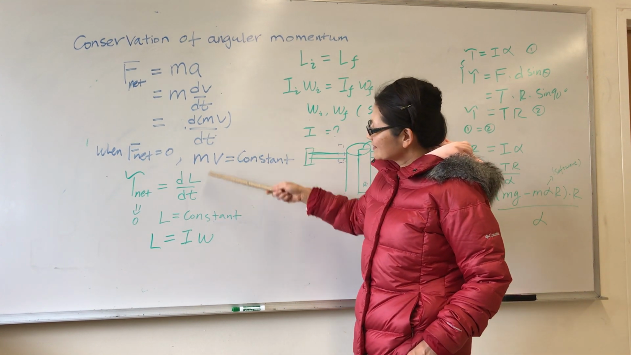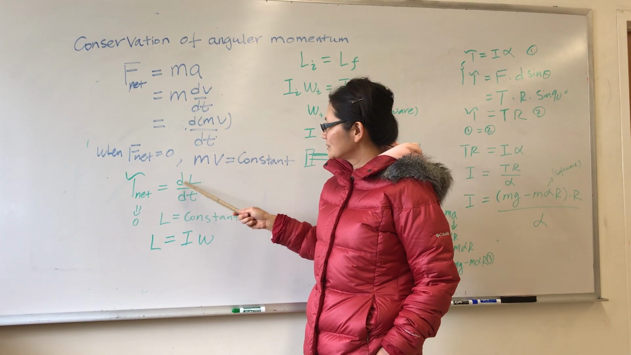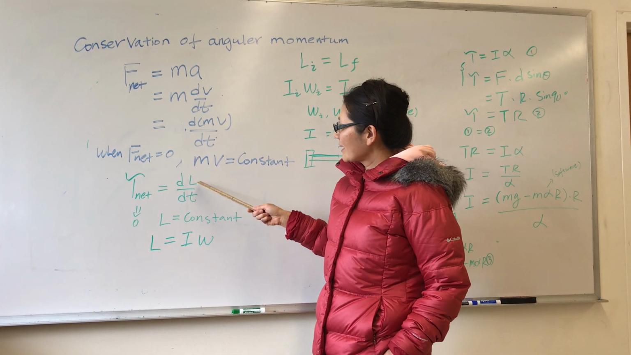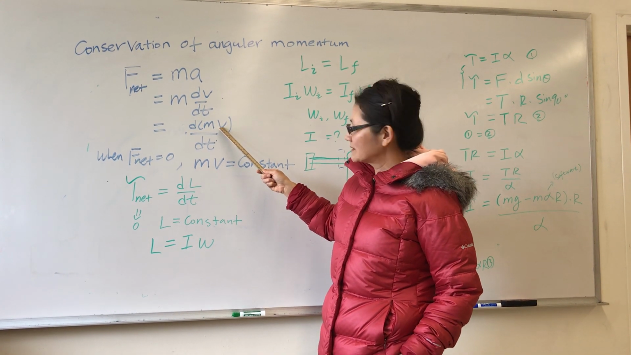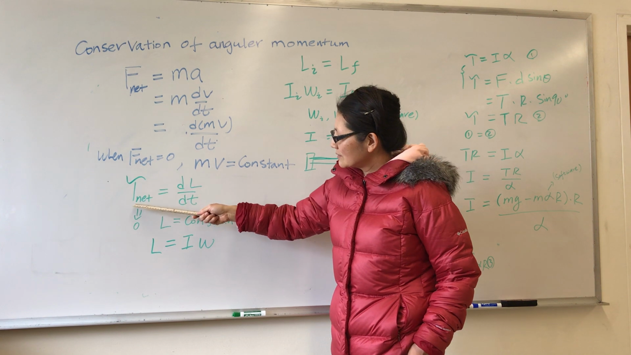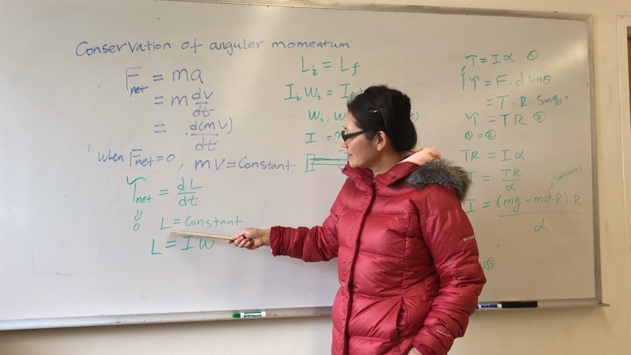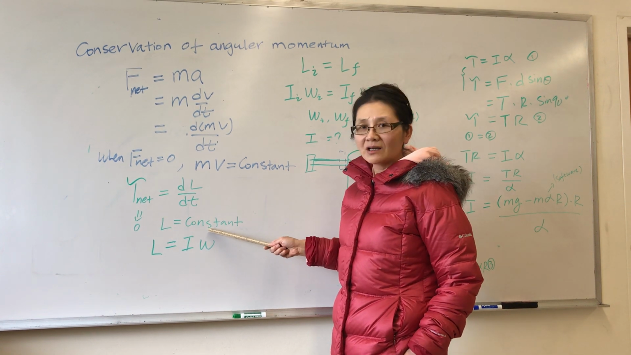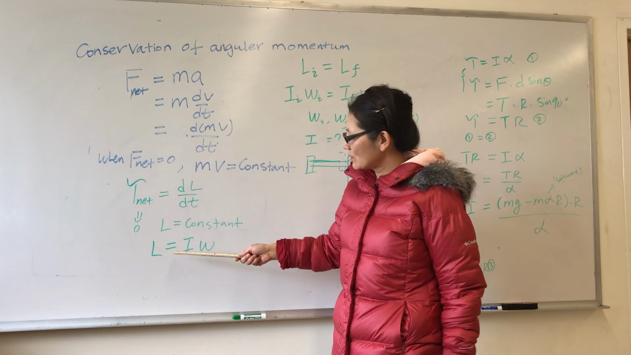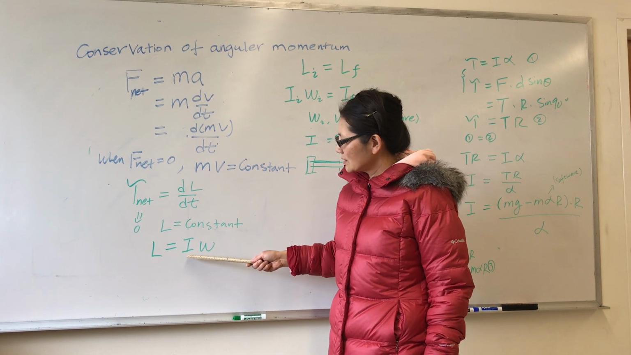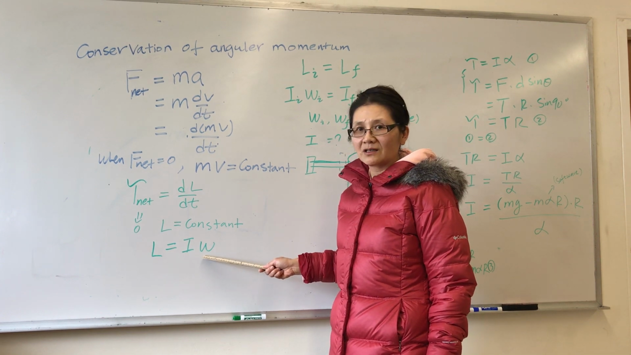By the same theory, we would talk about torque. Torque equals dL/dt. L is angular momentum, and this mv is linear momentum. So when the net external torque equals 0, this angular momentum will become constant, conserved. By your lecture, you know angular momentum equals I omega, moment of inertia times angular speed.